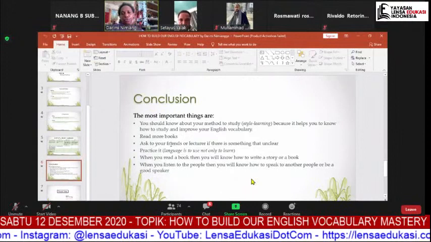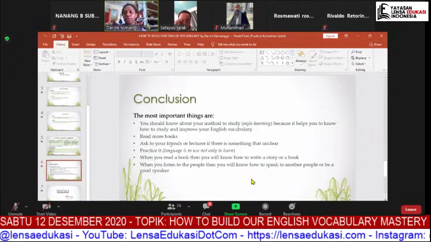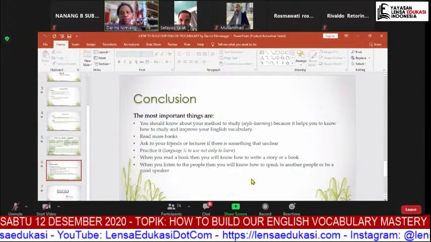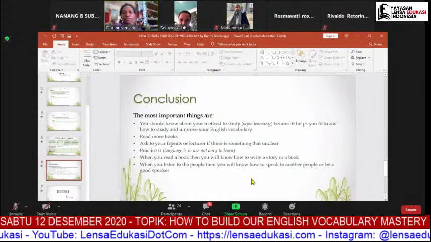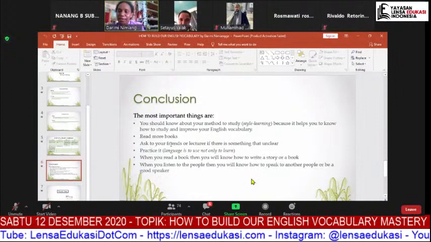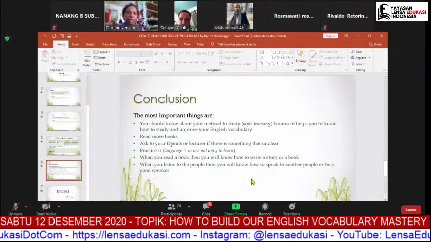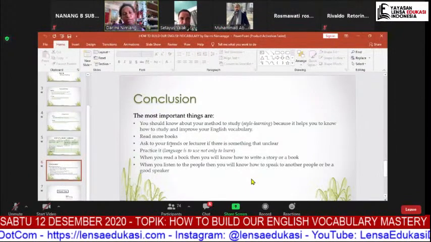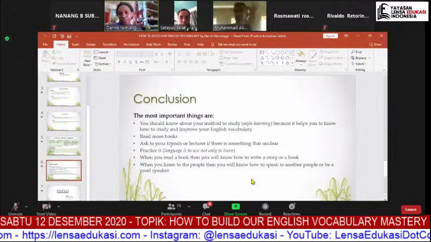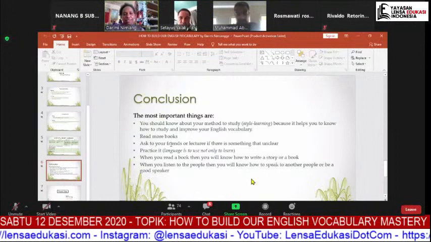Language is to use, not only to learn. When you read a book, you will know how to write a story or a book. And finally, when you listen to people, you will know how to speak to other people, and you will be a good speaker. Those are the five points, the rules that I usually follow for improving my English vocabulary.